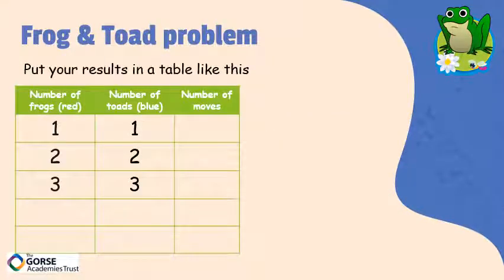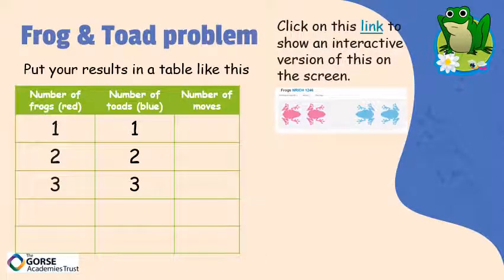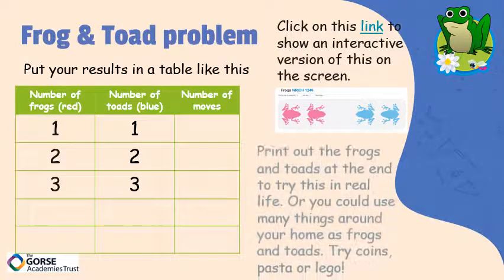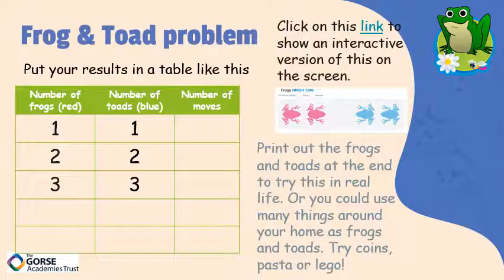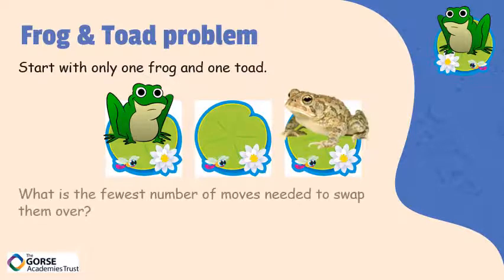To set out your results of this problem, use the table that you can see on the screen. And we're going to start with one frog and one toad, or one red and one blue, and so on. And there's a link that you'll be able to see which will take you to an interactive version of this problem, which you can use as we go through the rest of the lesson. So you're going to start with one frog and one toad, or one red and one blue on the interactive version. What is the fewest number of moves needed to swap them over?